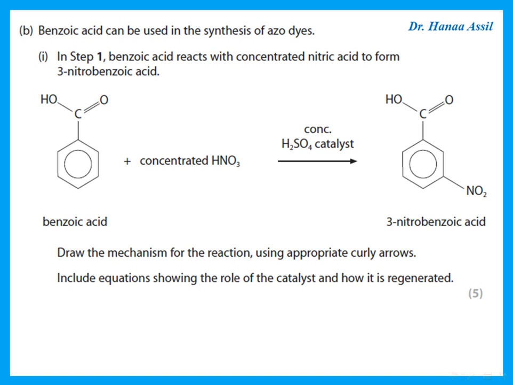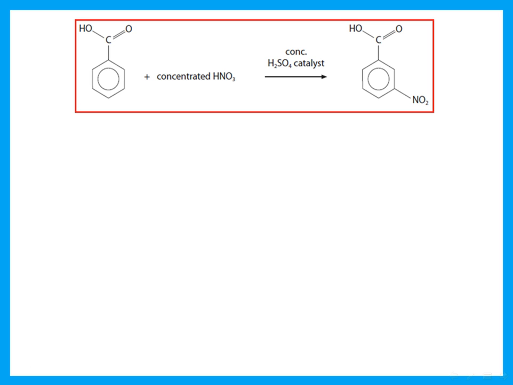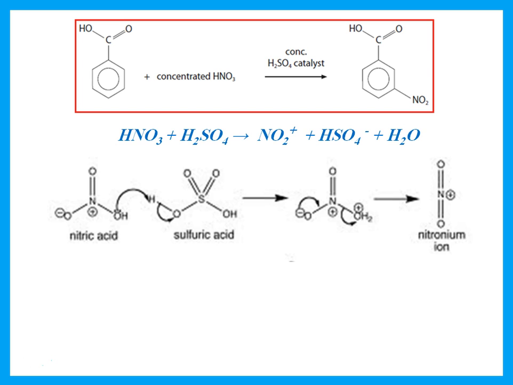So remember that I'm trying to put a nitro group on the benzene ring in the presence of concentrated nitric acid and concentrated sulfuric acid as a catalyst. So first of all, how does the catalyst work? Remember that nitric acid with the sulfuric acid will give the NO2+ that will react with the benzene ring, plus the HSO4- plus water.